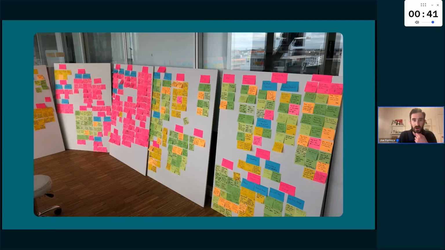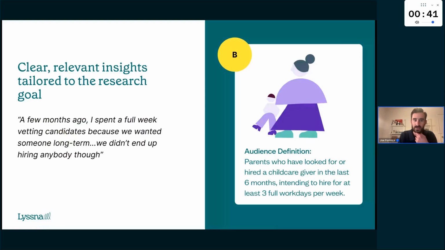With an audience like B, we're going to get clear, relevant insights tailored to the research just by focusing our audience further. By being more specific with the criteria, we're going to get people who have recent experience within the last 6 months, and they're going to have experiences, maybe memorable experiences, that they're going to be able to relay and walk us through in an interview. All of those experiences are going to be more closely related to the topic and the goal of our research.